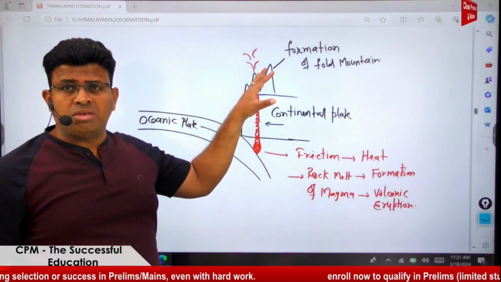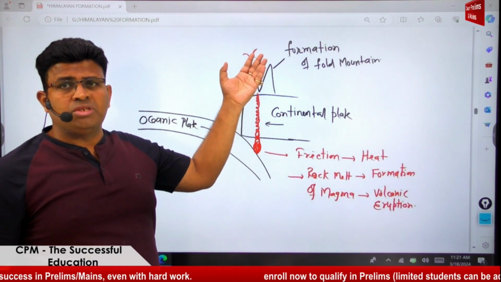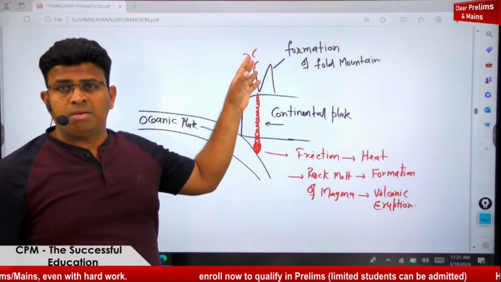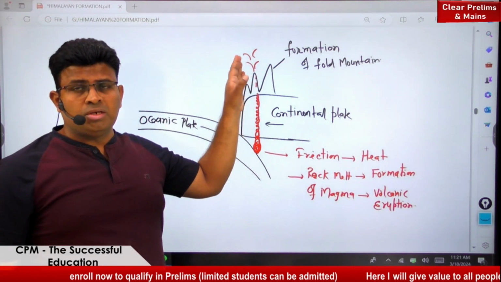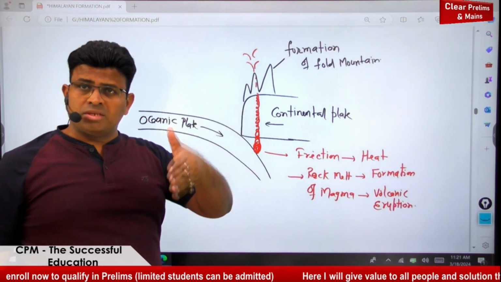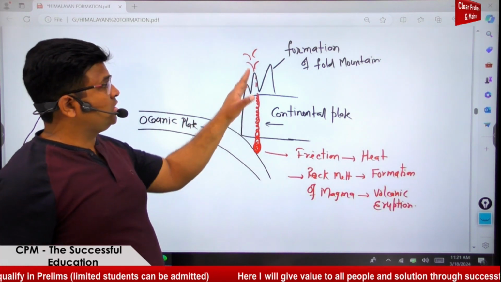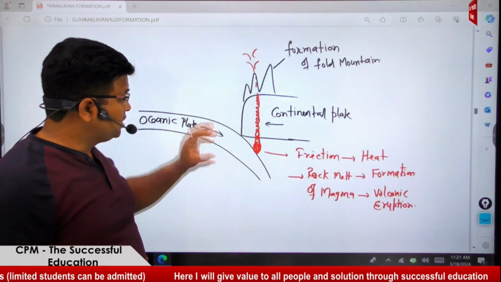Similarly, the Andes mountain and the Rockies mountain have been formed: the Andes on the western part of South America and the Rockies on the western part of North America. Similarly, they have been formed.